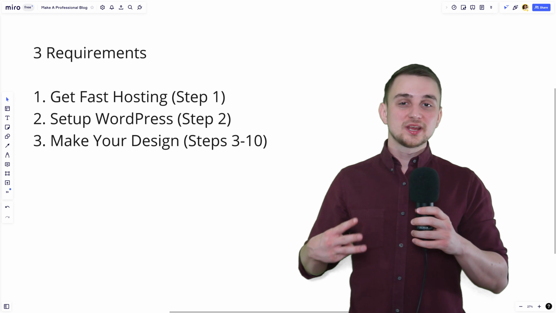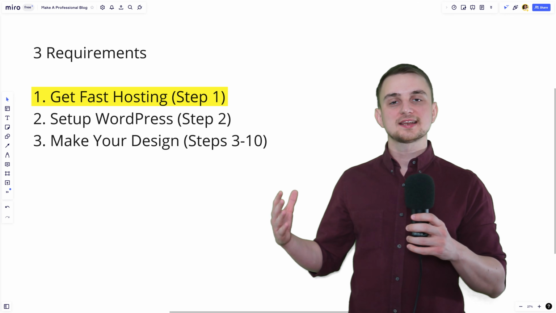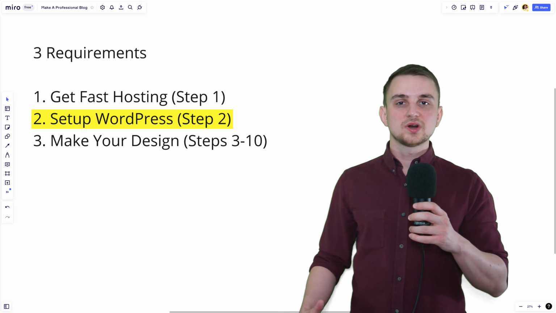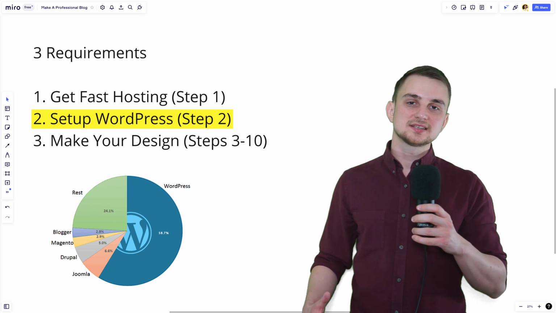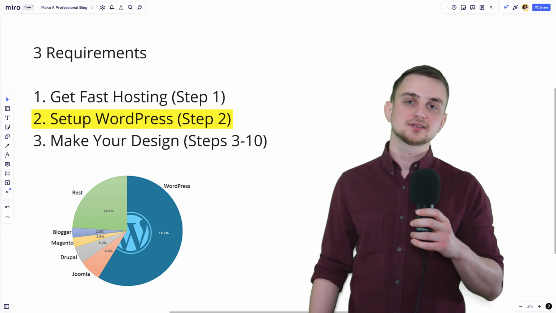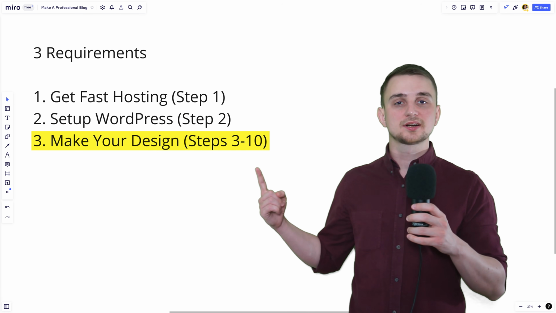So we're gonna need 3 main things to build our website. First, we're gonna need to get hosting and a website name like yourwebsite.com. Then we will need to install and set up WordPress. WordPress is by far the best and most popular way in the world to make a website, and even Microsoft uses it for their own blog. And finally, we're gonna make our design by following steps number 3 to 10.